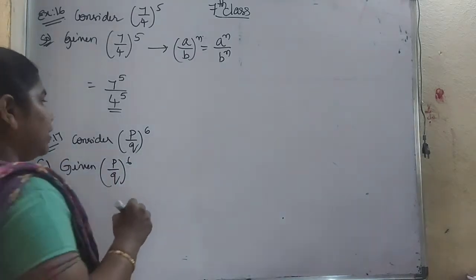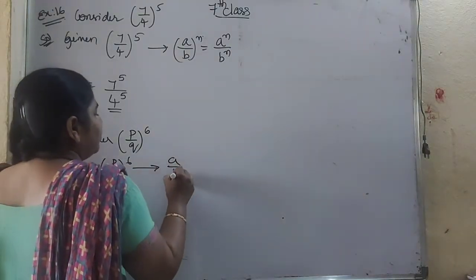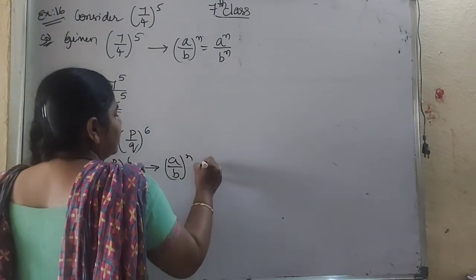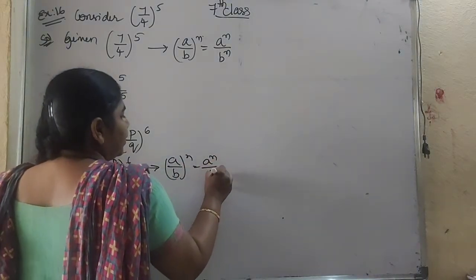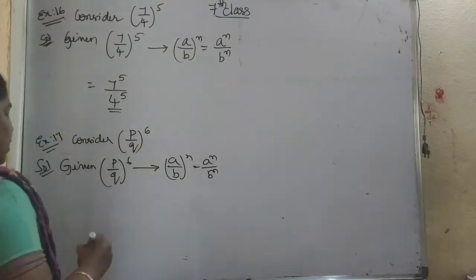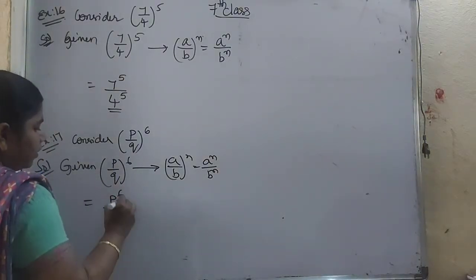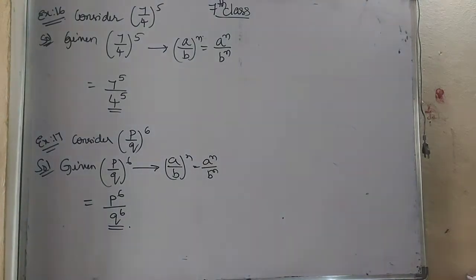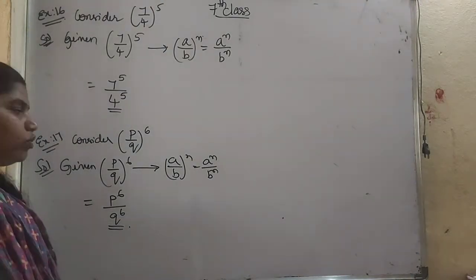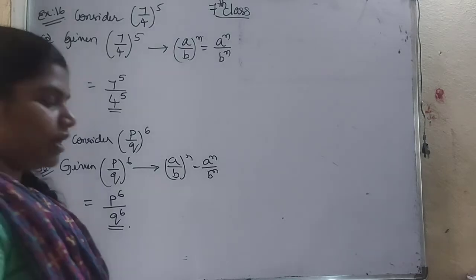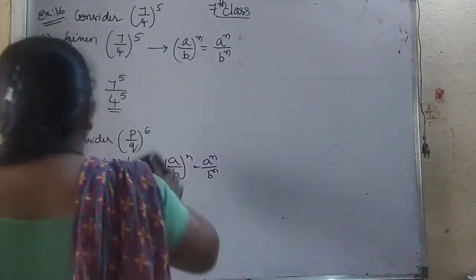So which condition are we applying again? That is (a/b)^n. We can write it in the form of a^n by b^n. So how to write this? p^6 by q^6 you can write. So this is our example number 17.